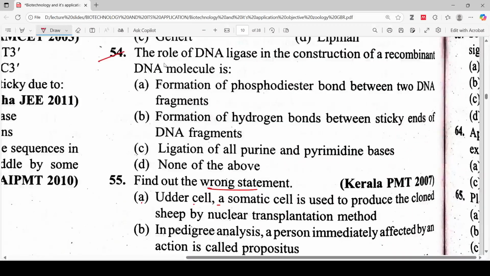So next question, the role of DNA ligase in construction of recombinant DNA molecule: formation of the phosphodiester bond between two DNA fragments, formation of hydrogen bonds between sticky ends of DNA fragments, ligation of all purine and pyrimidine bases, and option D, none of the above. So the correct answer is option A. The formation of phosphodiester bond between two DNA fragments will be the correct answer for this question.